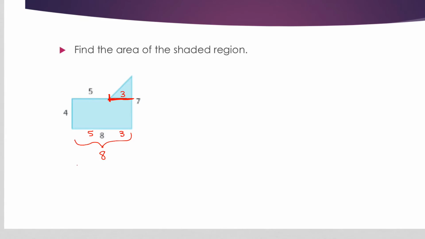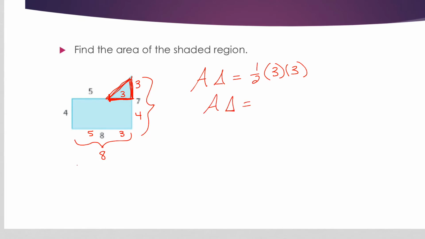All right, but the thing is, that height right there, if this whole thing is 7, and this piece is 4, this has to be 3 right here. So the dimensions of this triangle, the base is 3 and the height is 3. So remember, to find the area of a triangle, it's 1/2 your base times your height. Okay? So then whenever we do that math, 3 times 3 is 9, half of 9 is 4.5.